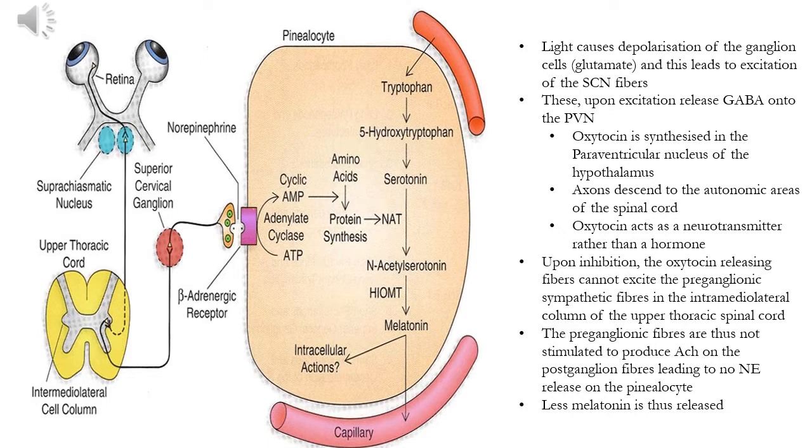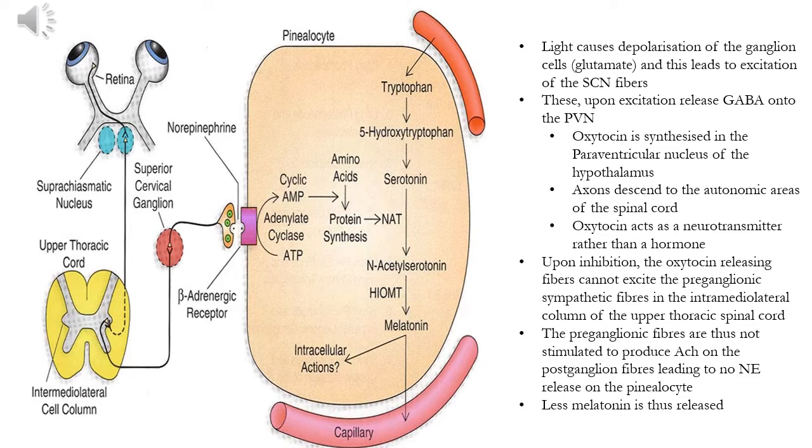And these descending fibers go and synapse on this component here known as the intermediolateral component of the spinal cord. And then we find our preganglionic cells being excited if oxytocin was there. So naturally, here's how they work. Oxytocin will excite these preganglionic cells, which are cholinergic.